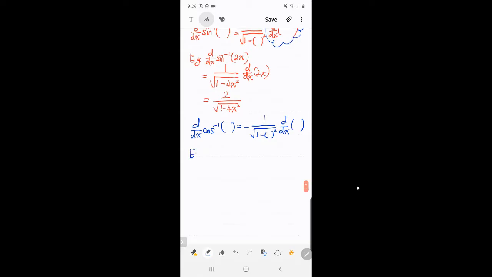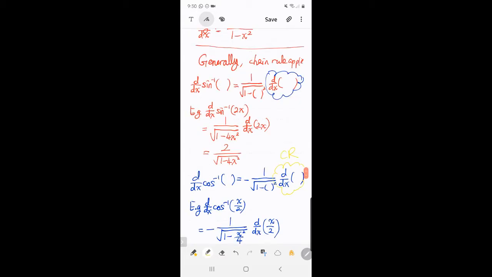Let's say I ask for the differentiation of cos inverse x over 2. What happens here is you will get negative 1 over square root of 1 minus x squared over 4. Then you have to differentiate the term in the bracket, which is x over 2. This part is the chain rule.